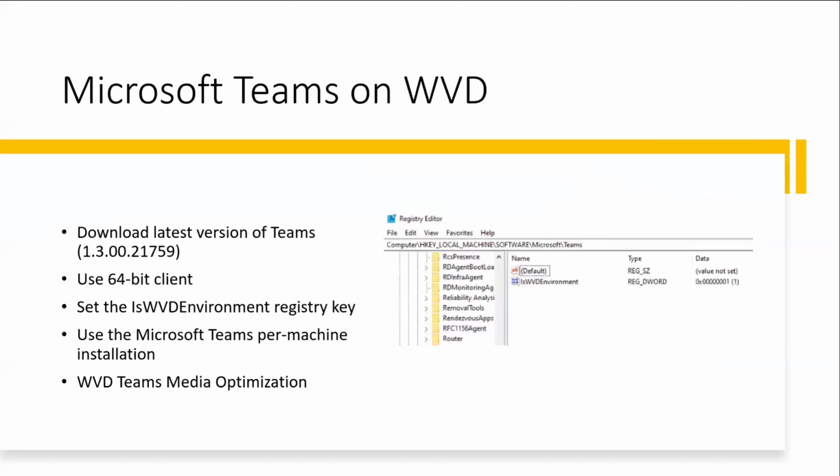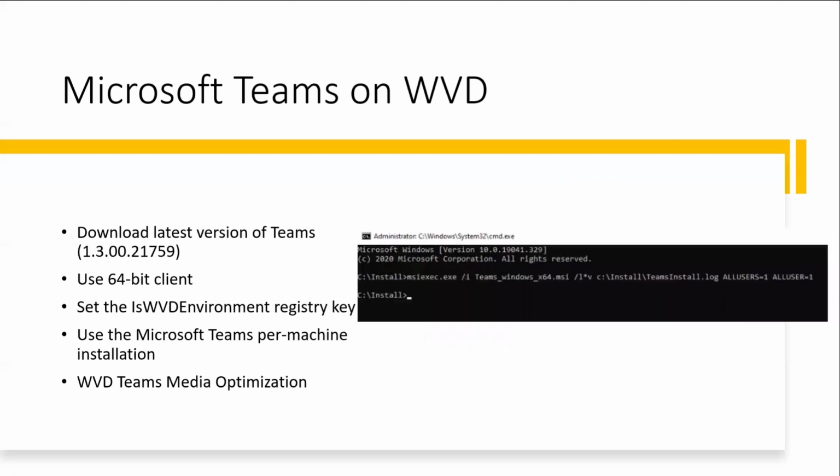Before installing the VDI installation of Microsoft Teams, make sure to set up the isWVD environment registry key. This will make sure that the installation is using the system-wide installer, so Microsoft Teams will be installed in the program files folder.